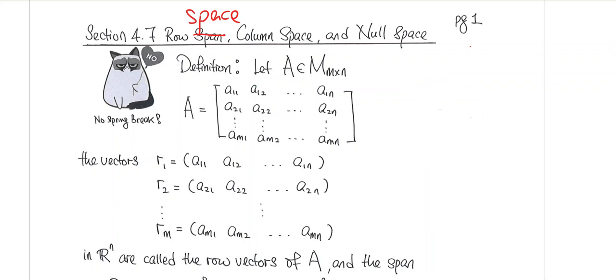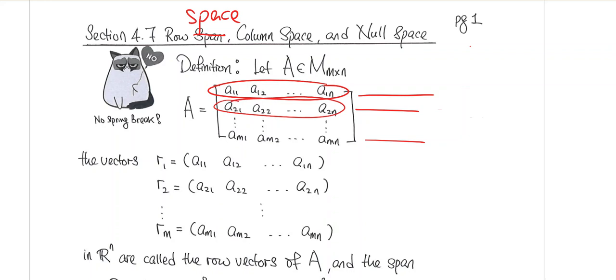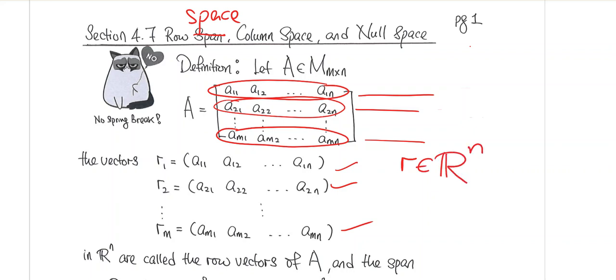If you are given a matrix of size m by n, we have m rows. These are considered as the row vectors of matrix A. This is how you write them. As you can see from the size of the matrix, each row vector is actually an element in Rn, because they have n entries. The second number here indicates the entry, so n of them. So that's the row vectors.